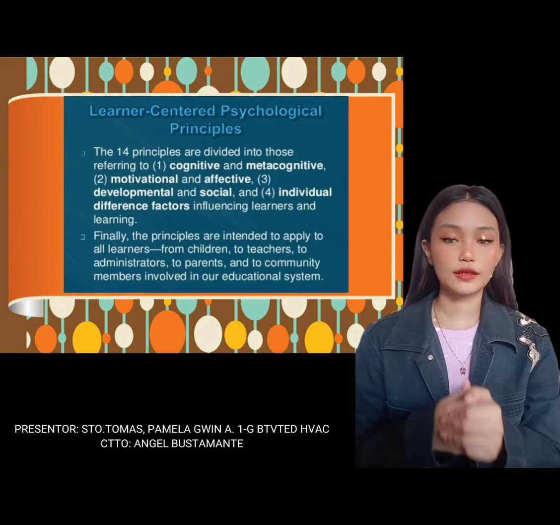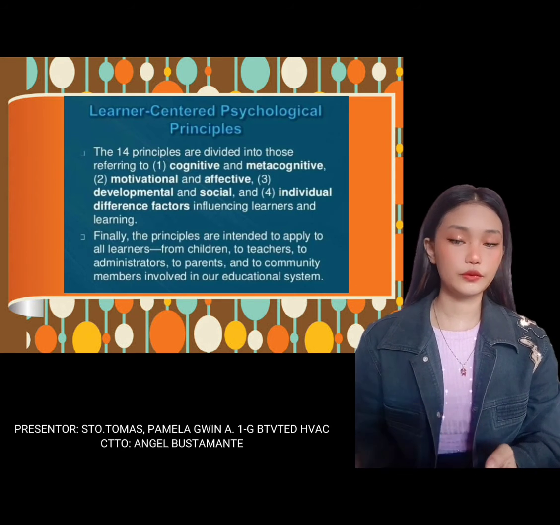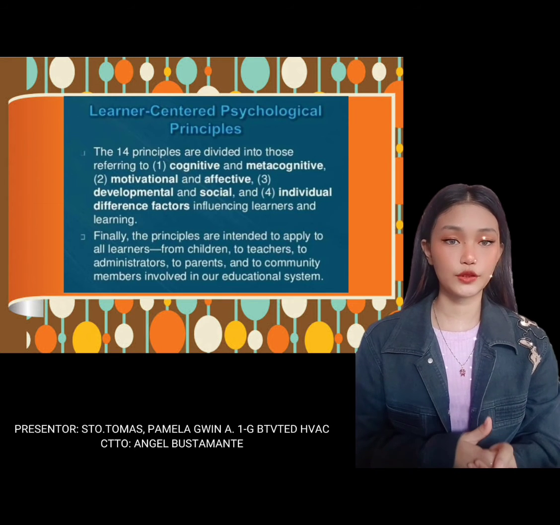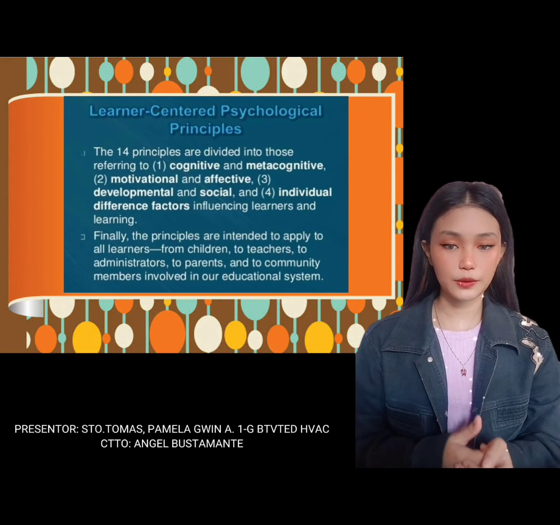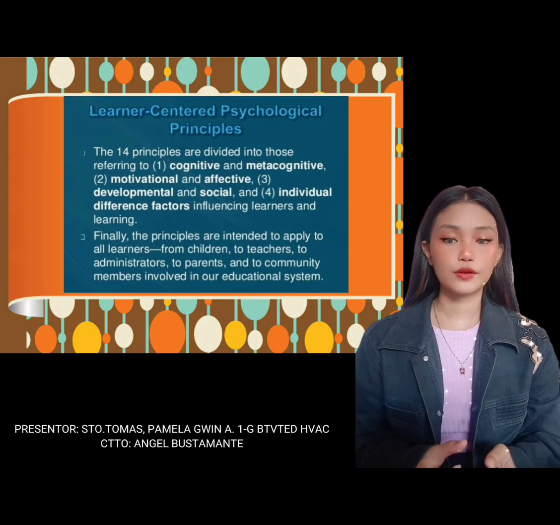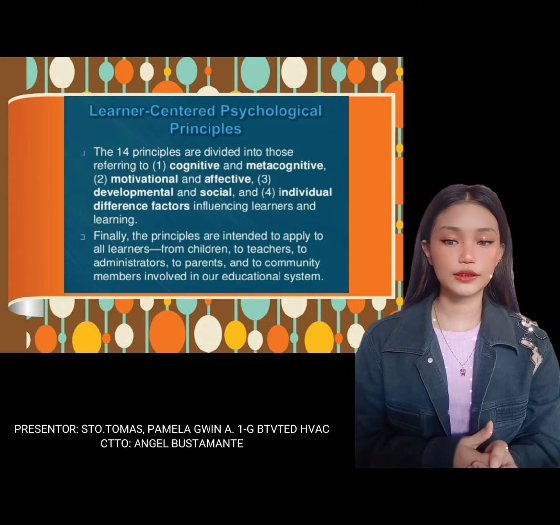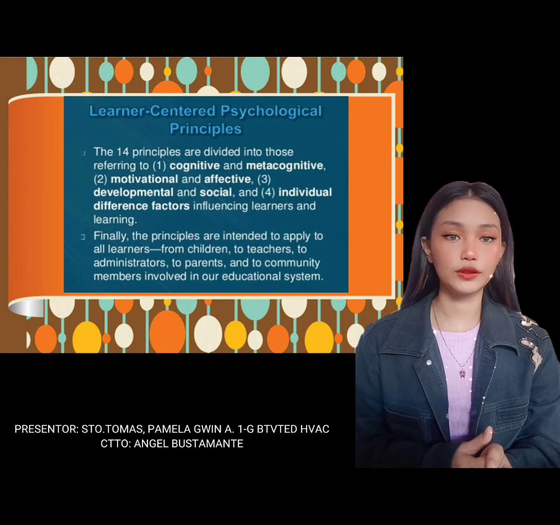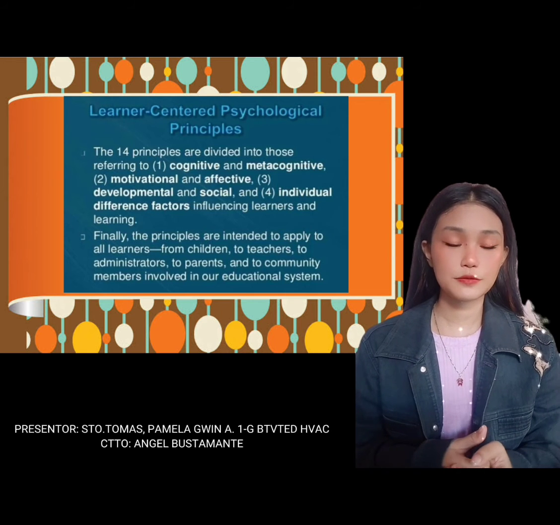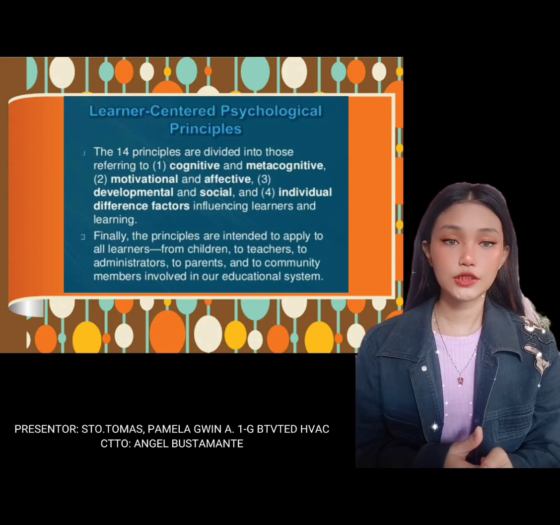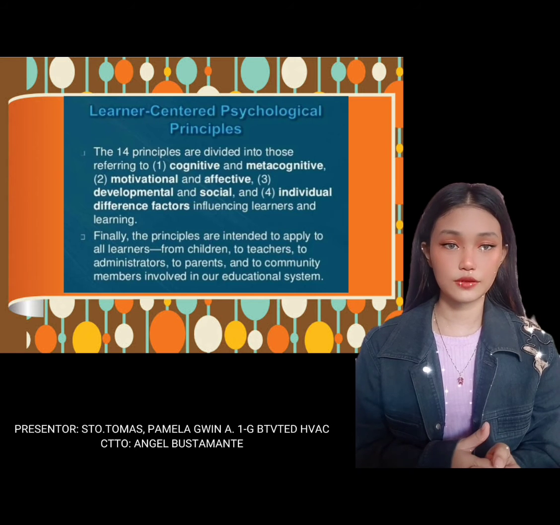Then it is divided into 4 categories, so later on we will discuss what the categories are in the 14 learner-centered psychological principles. And the principles are intended to apply to all learners. It is very applicable, not only to us students but also to children, teachers, parents, and administrators.